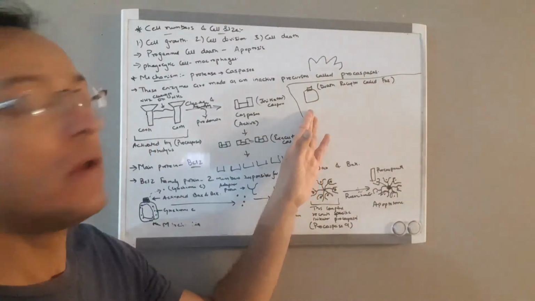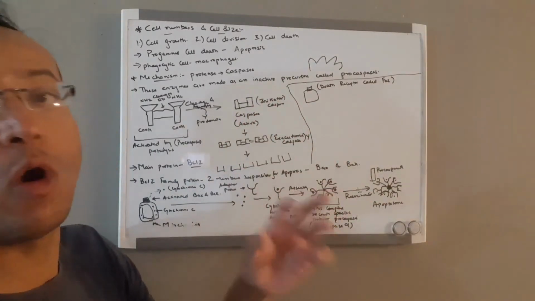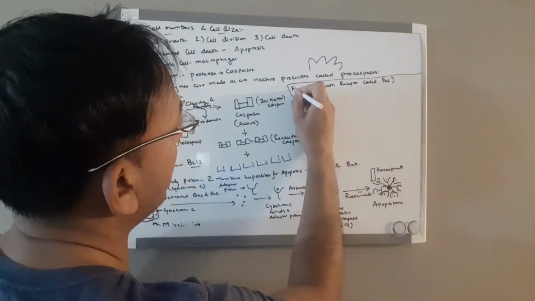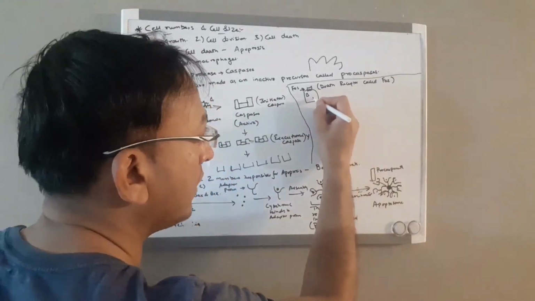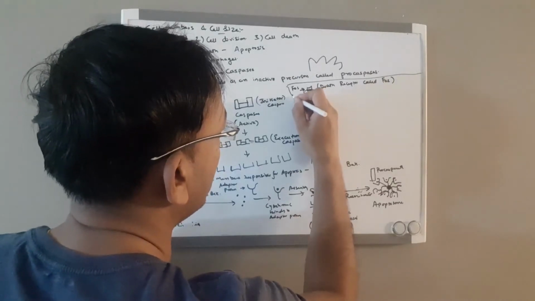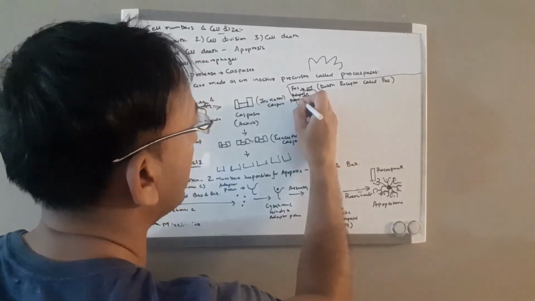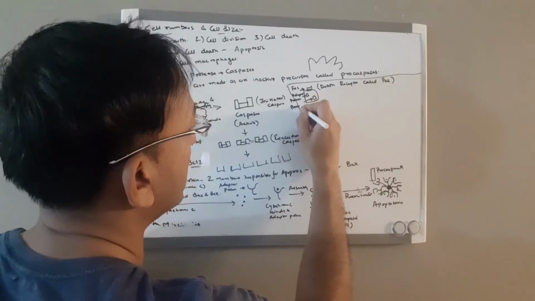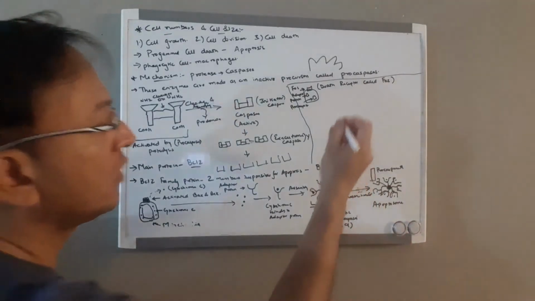FAS is activated by a membrane-bound protein called FAS ligand. So I will write it down: this is FAS, and this is the cell surface, and of course it has an adapter protein and a procaspase inside the cell. This is our FAS protein.